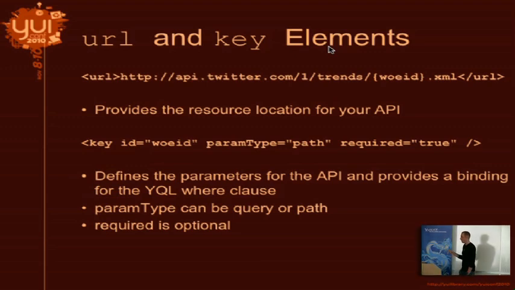There's another type of param, which is query parameters. Say, fictitiously, that there was another key that we wanted to add to this Twitter trends, like language or something like that. We could define another key, and the param type would be query. And what would happen is on that URL, you'd end up appending query parameters onto it.